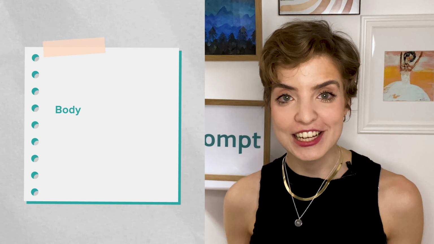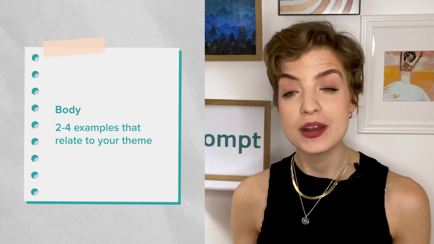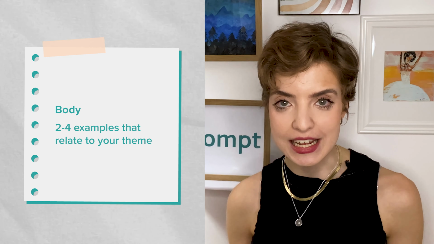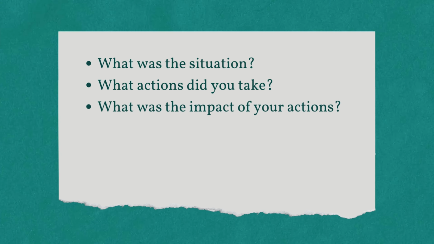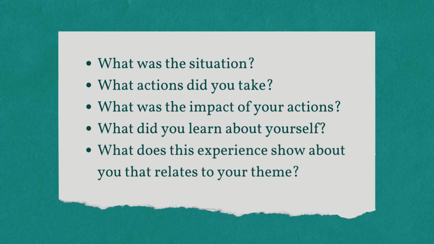The body of your essay should consist of 2 to 4 paragraphs that each contain an experience or a mini story that relates to your theme. Some of the details that are most likely to be included in each section could be: What was the situation? What actions did you take? What was the impact of your actions? What did you learn about yourself? What does this experience show about you that relates to your theme?